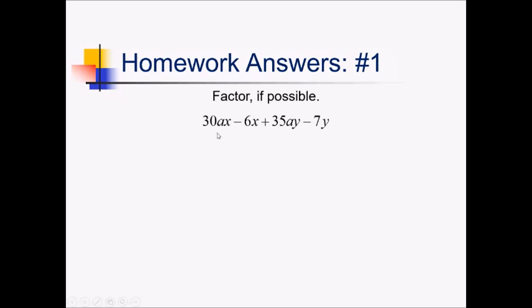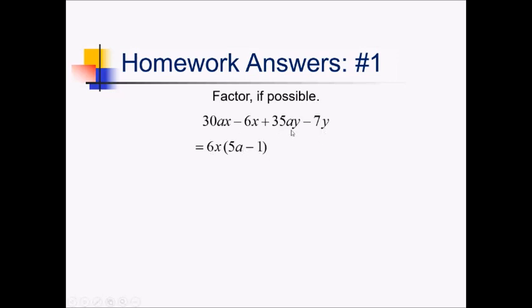Let me try taking something out of the first two terms. I can take a 6 out of both of those, and also an x. So that's going to leave me with 5a left over from the 30a. And then 6x divided by 6x, well, those just give me 1, so minus 1.